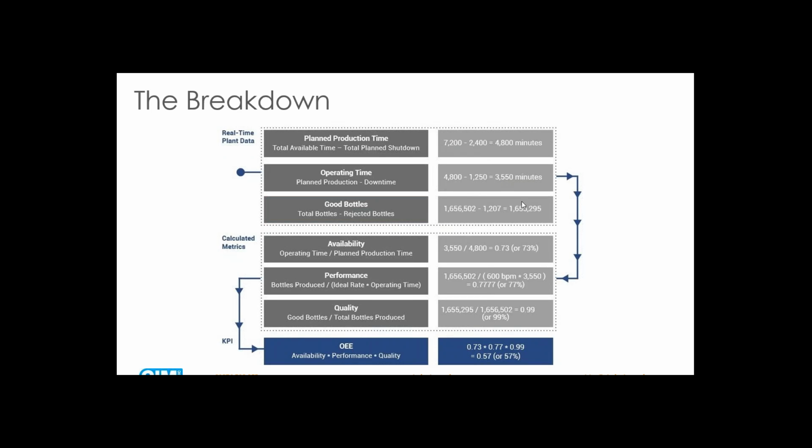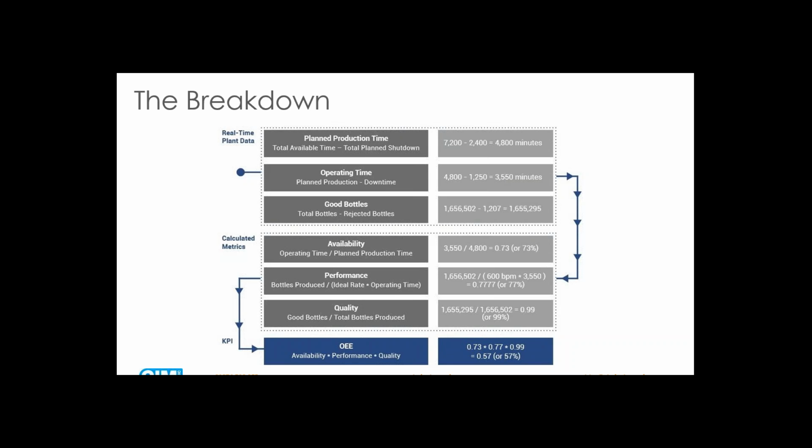And in those 3,550 minutes, we produced just over 1.6 million bottles and rejected around 1,200, giving me a total good saleable bottle count of 1.655295. Throw all those numbers into the calculations. Our availability as a percentage would be the operating time over the planned production time, so 3,500 over 4,800, giving us 73%.